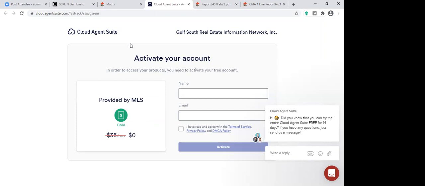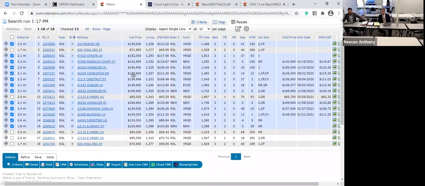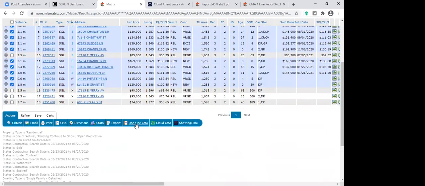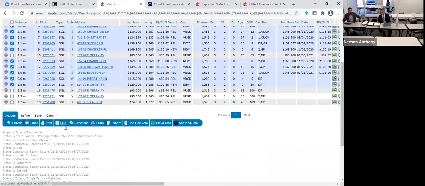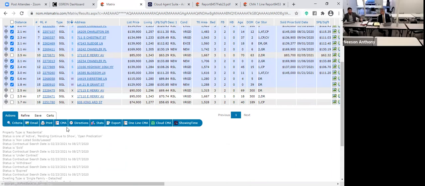I don't know. But that's just a matter of you getting comfortable. So if you want to do Cloud CMA, be my guest. Do you want to just do the one-line CMA? Be my guest. Do you want to make one to drop off or take with you to have an extra packet of stuff to go through and have a visual? Do this one. Does that make sense to everybody?